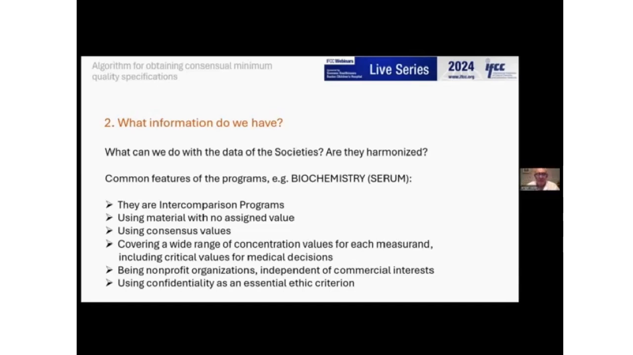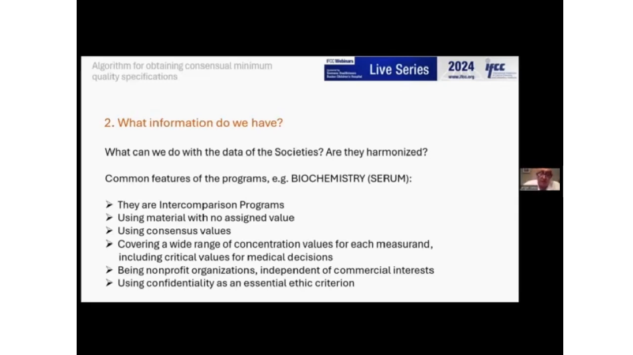First, they are all intercomparison programs. There is no assigned value. The values are defined by consensus. Within the different concentration levels, we have a wide range of values that even include critical values, which somehow help the doctor to make decisions. They are organizations that, in principle, do not propose a benefit and have independence from commercial interest. And also, the ethical criterion that societies have is a confidential use of the data.